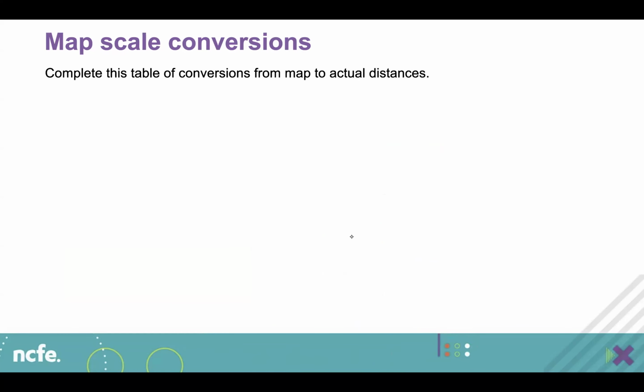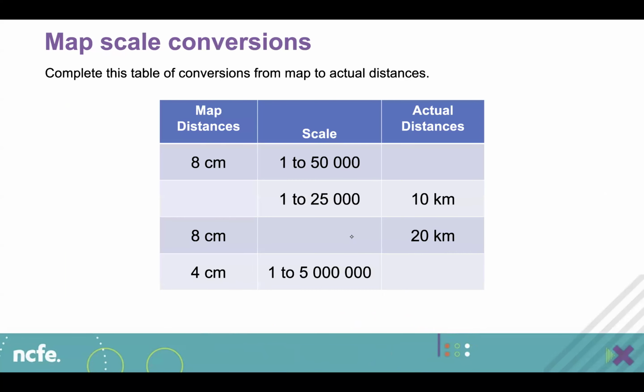Complete this table of conversions from map to actual distances. So 8 centimeters at a scale of 1 to 50,000. All you do is 8 times 50,000, which equals 400,000 centimeters.